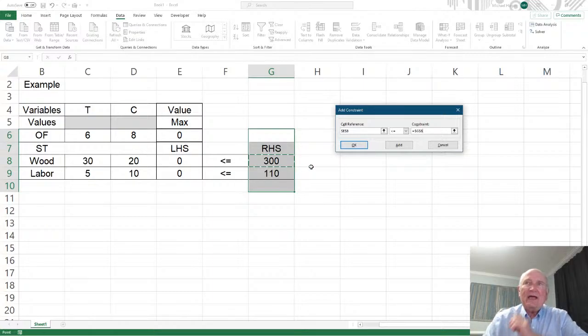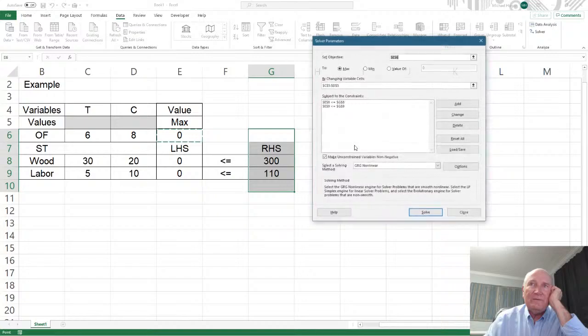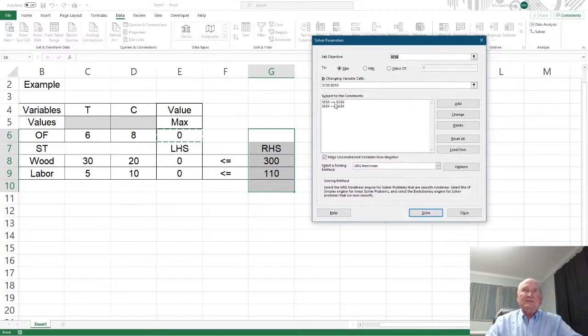Well, that's the wood constraint. Now we have a labor constraint. Let me add another one. The labor constraint left-hand side there, and then it's going to be less than or equal to. I didn't have to do that. The right-hand side is 110. I don't have any more to add. I say OK, and it comes back, and there are my two constraints. E8 is less than or equal to G8, and E9 is less than or equal to G9. So I have them all there.